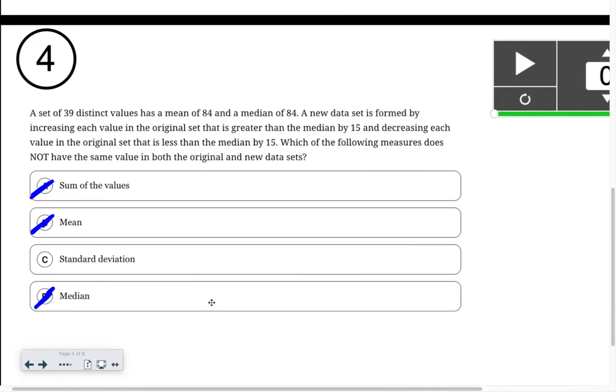So the answer is the standard deviation, because all the numbers are going to get further from the mean and you're just going to increase the standard deviation.